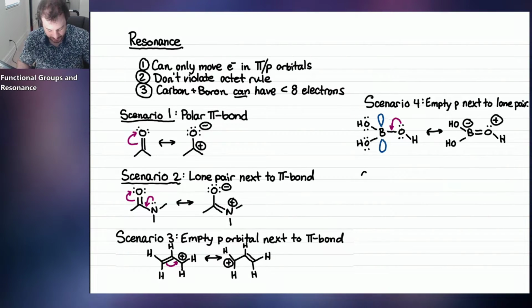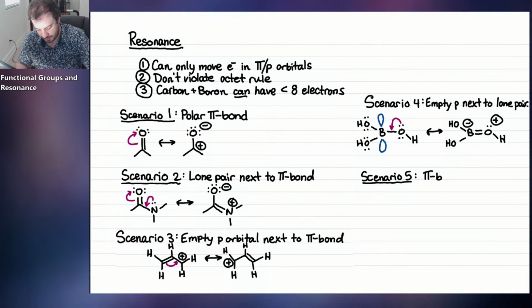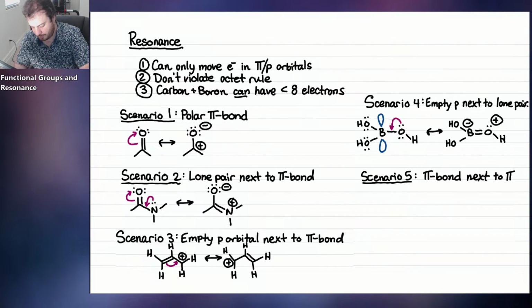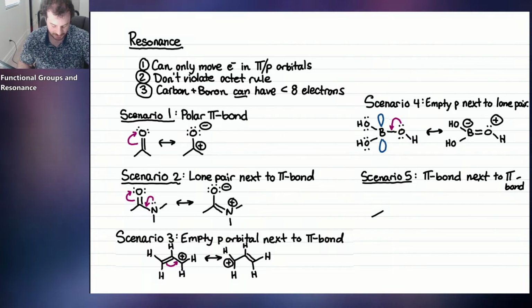And finally, scenario 5. Scenario 5 is a simple one. It's just pi bond next to pi bond. Pi bond next to pi bond. So let's take a look at an example of that. If we just have a pi bond attached to another pi bond, we can draw a resonance structure where we move electrons towards the other pi bond.